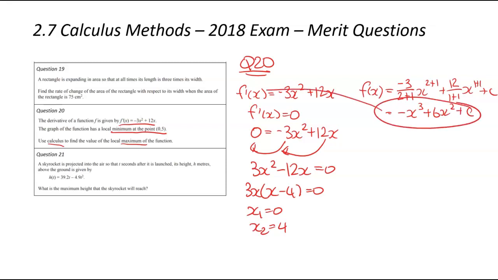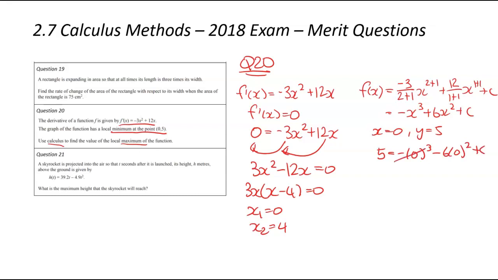And on this particular function, I already know a point, (0, 5). So that tells us a bit more information. So I know that x is equal to 0 and y is equal to 5. I'm going to substitute them both in. So 5 is going to be equal to negative 0 cubed minus 6 times 0 squared plus c. All the zeros are multiplication, so they're gone, which means c is equal to 5. And that tells us our original function in its entirety is going to be negative x cubed plus 6x squared plus 5.